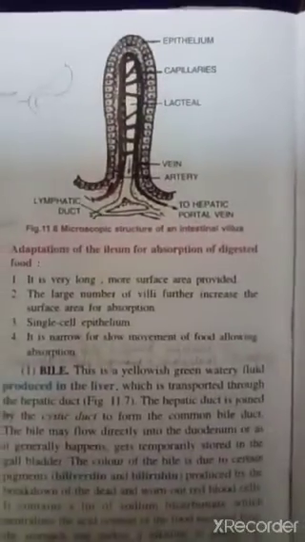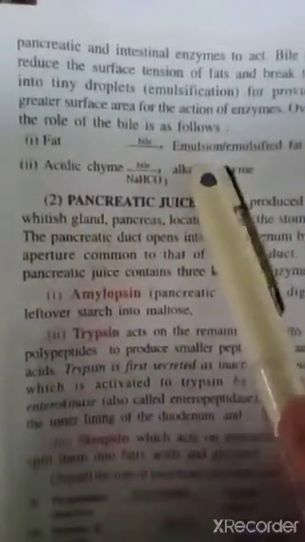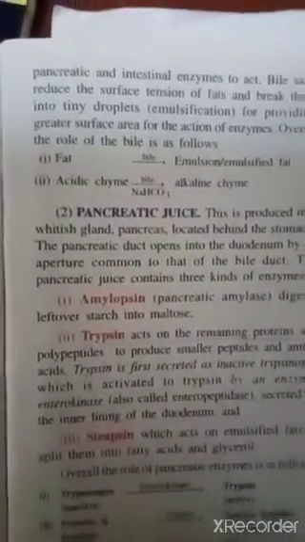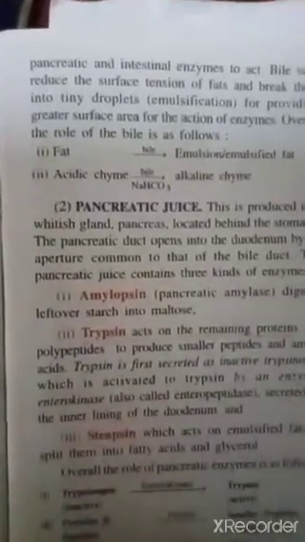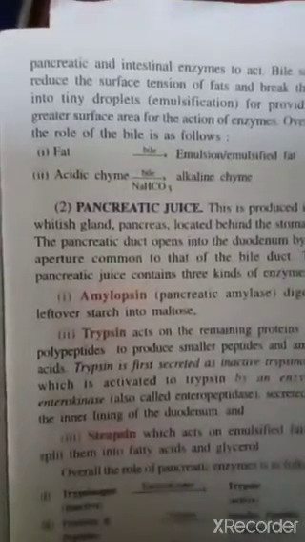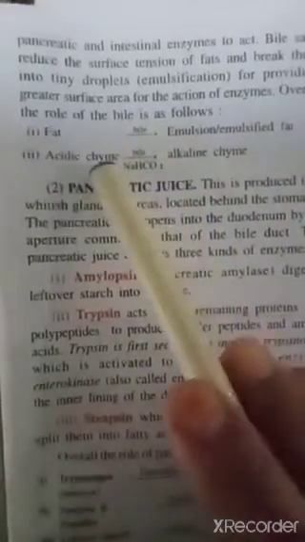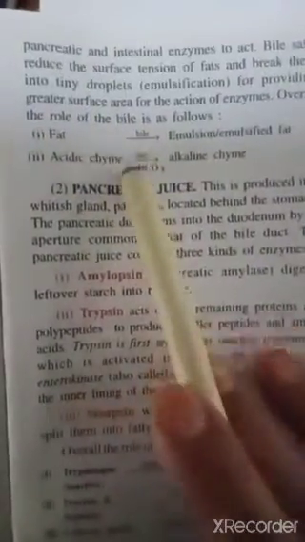Now the bile salts reduce the surface tension of fats and break them into tiny droplets. So after the action of bile, the fat is converted into emulsified fat and acidic chyme. The chyme, I have told you, is the food which was in the stomach for 2-3 hours, that was acidic, and when the various gastric juices acted upon it, then it converted into alkaline. So that acidic chyme, when the bile and sodium bicarbonate act on it, will convert into alkaline chyme. So students, this you have to remember straightaway.